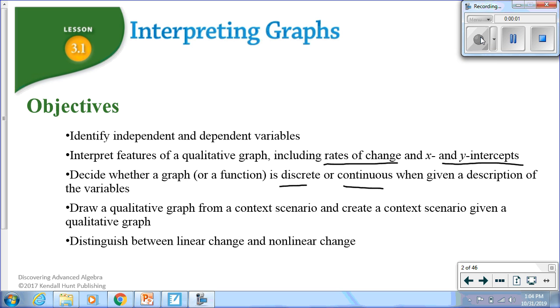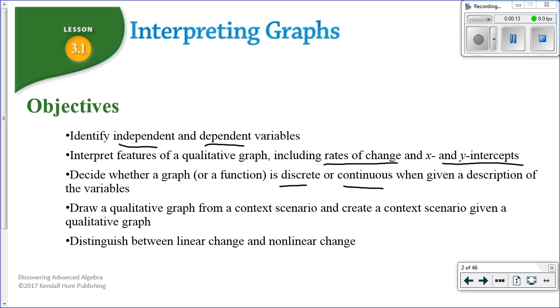All right, guys, we're going to move on from systems of equations, which you're probably happy to hear. We're going to move on to some graphs. So in this first section, we're just going to start with some qualitative graphs. We're going to review independent and dependent variables, which you've seen many times before. Look at features of a qualitative graph, including the rates of change, x and y intercepts.